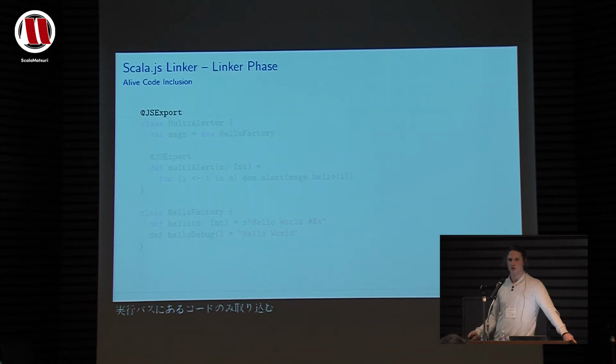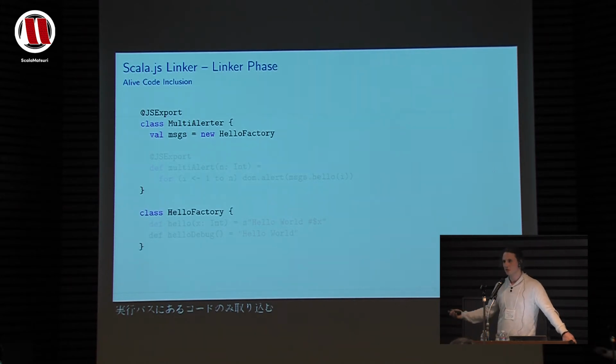Here, the export annotations come again into play. You say, okay, this class is exported, therefore this class is reachable somewhere. Okay, but this class is reachable. The class is reachable, the constructor is reachable. Okay, the constructor instantiates the hello factory. All right, so the hello factory as a class is reachable. Good. Are we done? No.